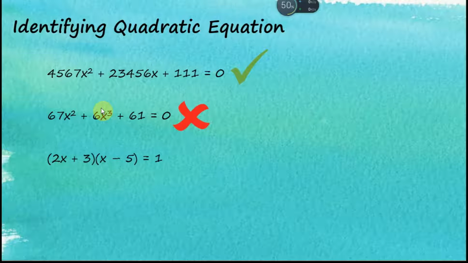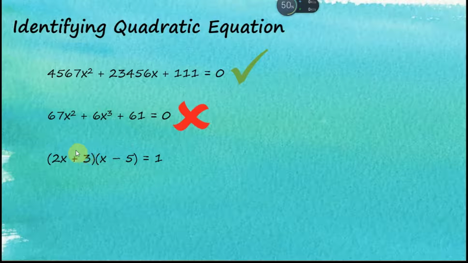Now how about this one? In this equation, there is a multiplication between two expressions. If there's a multiplication of expressions, then we need to expand these two expressions. Then only can we see what's the highest power of the variable.